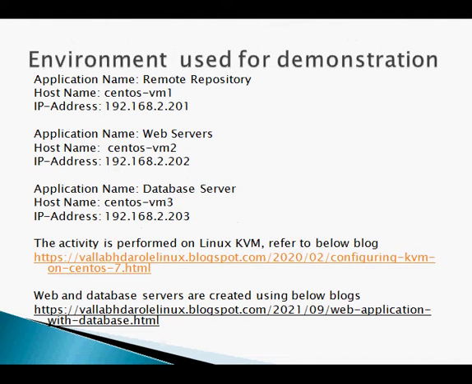Before starting this activity, let me demonstrate. Below is the environment used for demonstration. We have 3 servers. The first server is CentOS 1 server, which we will create as a remote repository. The second server is a web server, that is CentOS 2, and the last server is a database server, which is CentOS 3. The activity is performed on Linux KVM. You can refer to my blog for this. And the web server and database servers are created using the below blog.